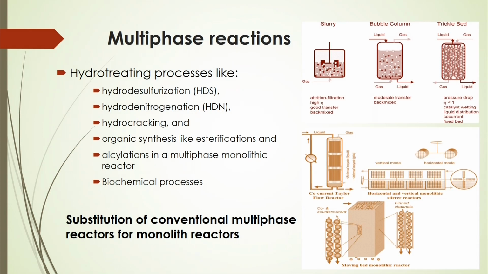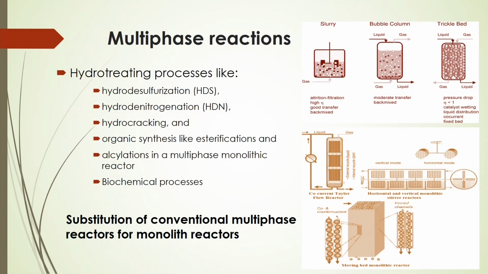Now, except for this petrochemical conversion of different alkanes or alkenes into several products, you can have these monolithic structures applied in multiphase reactions also, like hydrotreating processes: hydrodesulfurization, hydrodenitrogenation, even hydrocracking, sometimes biochemical processes, alkylation in multiphase monolithic reactors, sometimes organic synthesis like esterifications. Those are actually applied in monolithic catalyst structures.